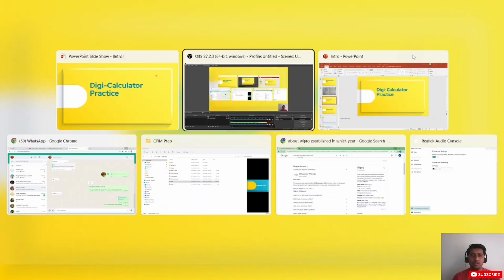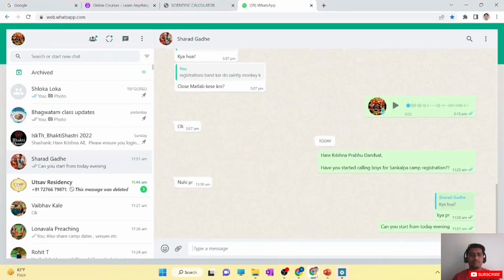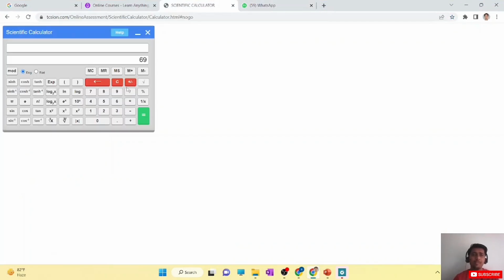So where you can practice, here I have a similar calculator in which you can practice. Here it is. So you can just go to Google and type this TCS iON calculator, and you will come here with a digital calculator. So in here you can practice.